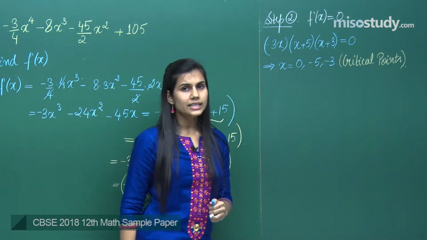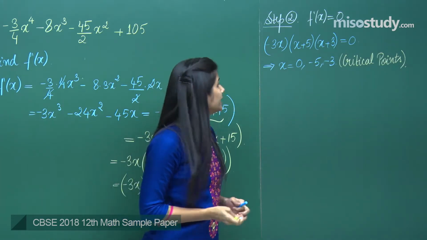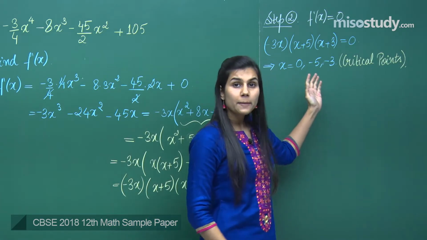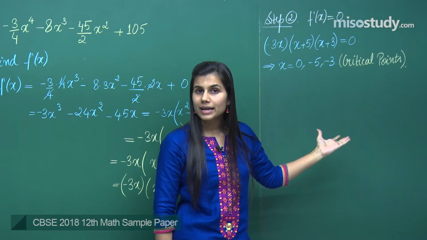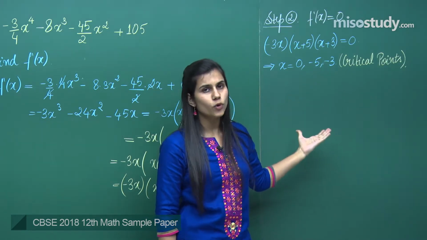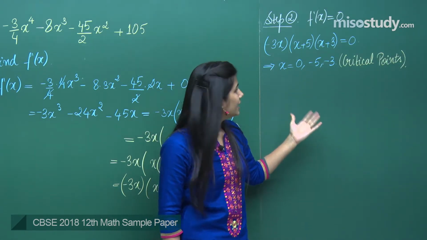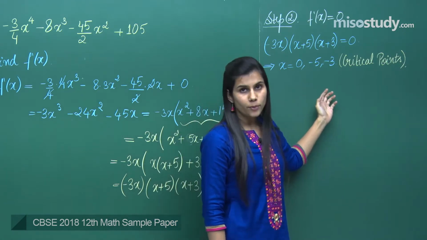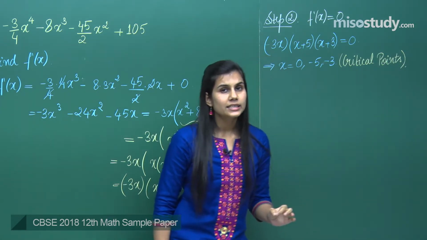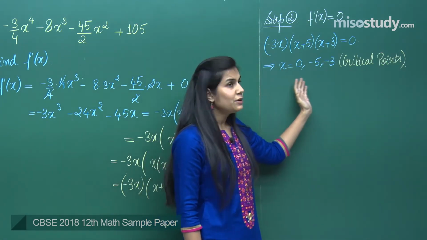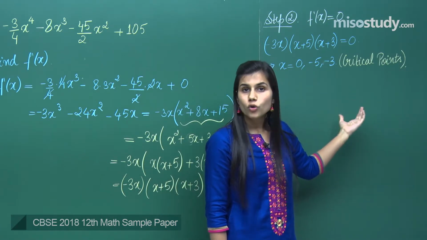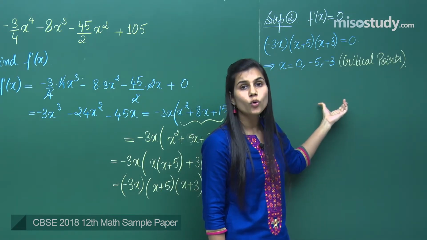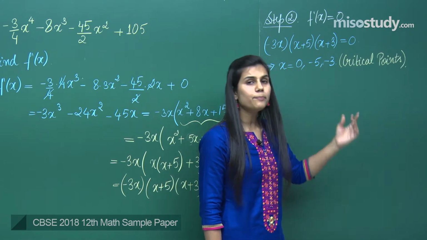Basically, when I am saying that these are critical points, that means these are the only points which can be local maxima or local minima, or points of local maxima or local minima. That is why these are the 3 points which I have obtained, any one among them can be local maxima or local minima, but only these 3 are going to be tested for becoming points of local maxima and local minima.